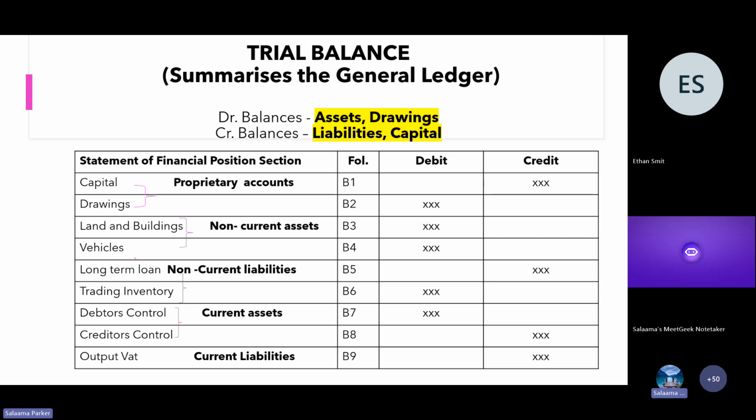So it's very important that in the statement of financial position section, we only record our proprietary accounts, our non-current assets, our non-current liabilities, our current assets, and our current liabilities. Okay. And again, if you're unsure whether they have debit balances or credit balances, please just remember your debt-click rule, debt-click rule. Okay.